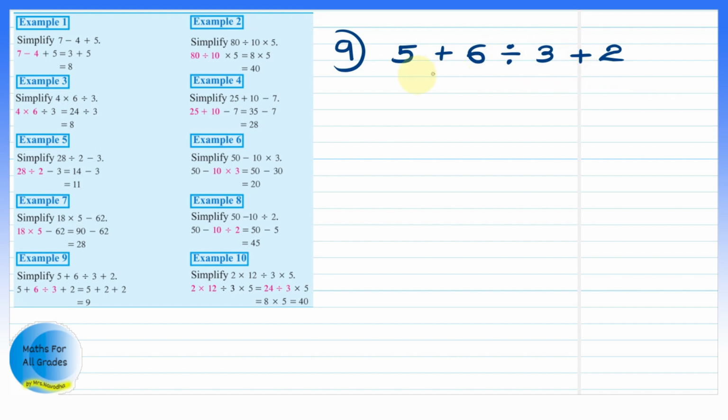So how are we going to look at this question? First, identify what the mathematical operations are. You've got addition, division, another addition. Now think about which has more power. Yes, division has more power than addition. So we are going for the division part first. 6 divided by 3 equals 2. Let's write that, and let's write these terms and operations below.